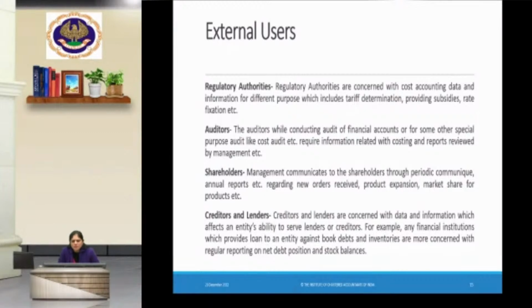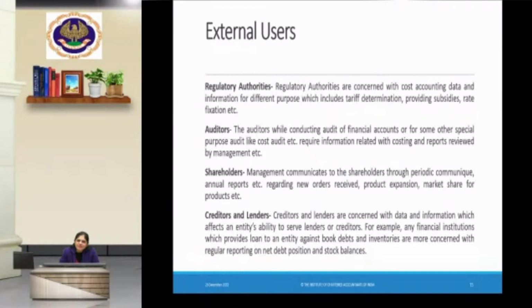Shareholders, of course. Management communicates to shareholders through periodic communication, annual reports, etc., regarding new orders received and product expansion and market share for products. So the shareholders also have an interest if any new product is getting launched, or any particular new market you have captured, and whether the market share has increased, or whether we are getting, let us say, international orders or export orders. So all this information is important for shareholders also, because it basically adds value to the organization. Everything that adds value to the organization, the shareholders are always interested in.